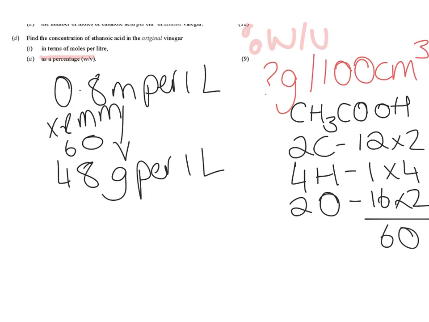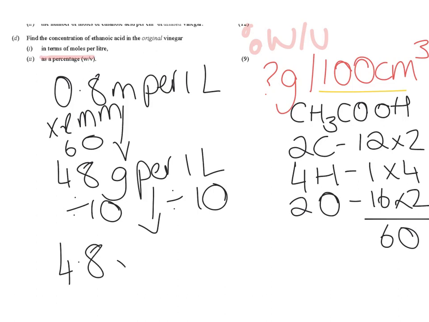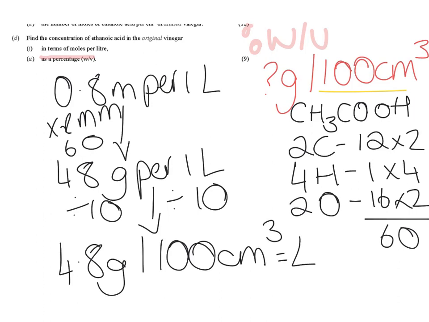But we know in percentage weight by volume, I don't want it per litre, I want it per 100 centimetres cubed. So the final step to go from 1 litre to 100 centimetres cubed means to divide by 10. If I divide the litres by 10, I must divide my grams by 10, so I end up with 4.8 grams per 100 centimetres cubed. To write it properly, we would write 4.8% (weight by volume).